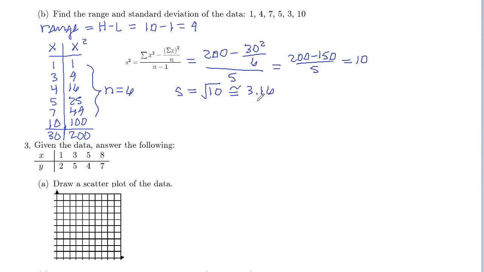So remember, standard deviation is a better measure of variation than range because it uses all of the data values. The range is just a rough estimate.